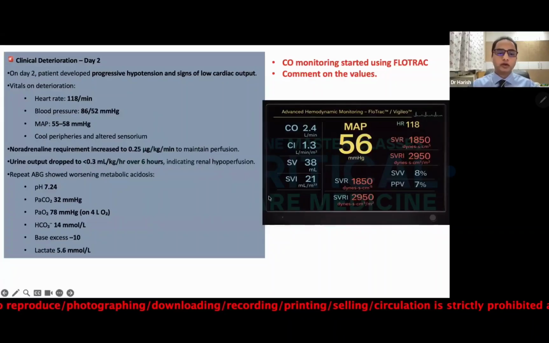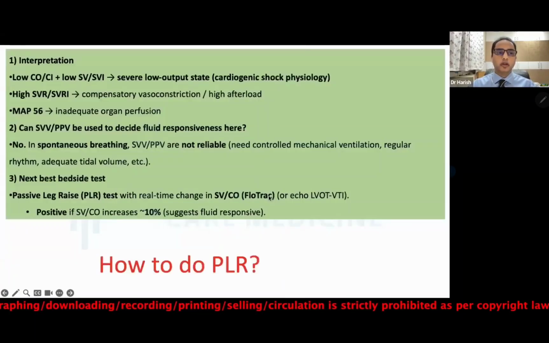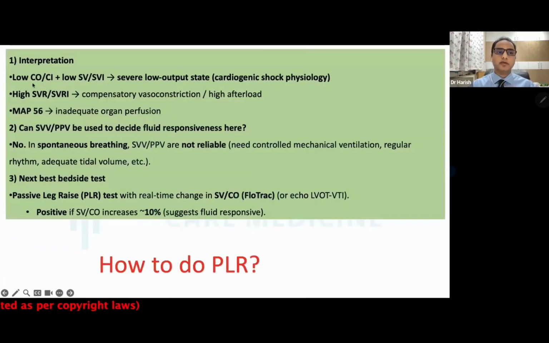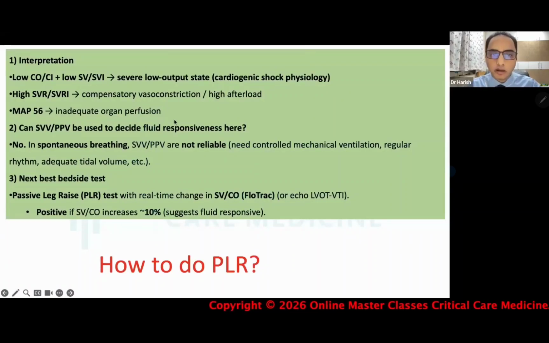Okay, so next the question here is how to interpret this data. So we put this on FloTrac. Comment on these values. What's happening here? If you see, the patient is having a low cardiac output, low cardiac index, low stroke volume and stroke volume index, which suggests severe low cardiac output state secondary to cardiogenic shock physiology. High systemic vascular resistance or SVRI is a compensatory vasoconstriction with increase in afterload. MAP is low, which suggests inadequate organ perfusion.